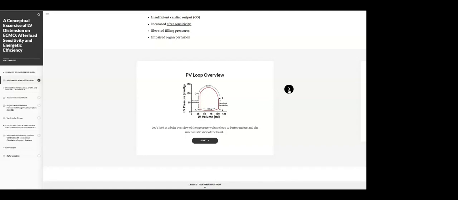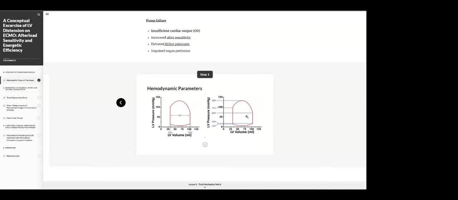And so what kind of information can we gain from the pressure volume loop? We can gain a ton of hemodynamic information. So the width of the pressure volume loop is going to be stroke volume. So we get the end systolic volume here, the end diastolic volume here. And so the difference between that is going to be our stroke volume.